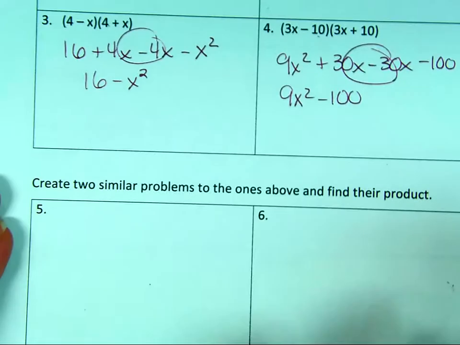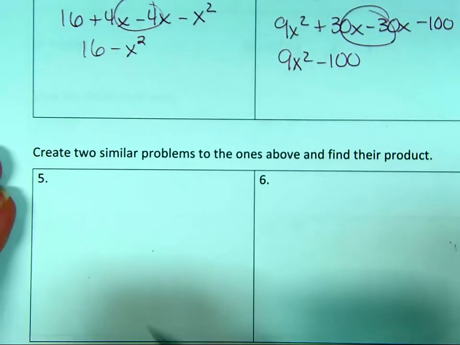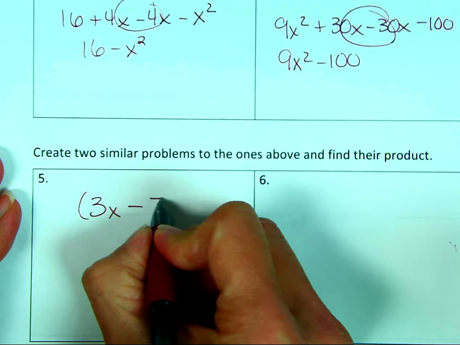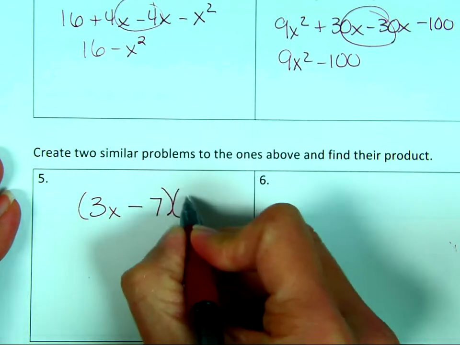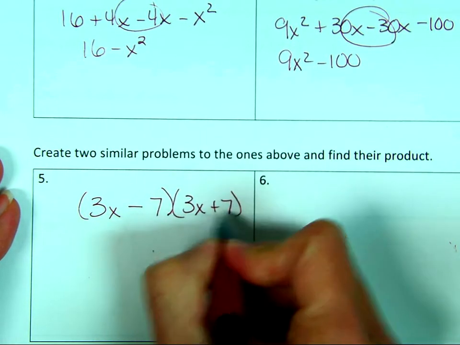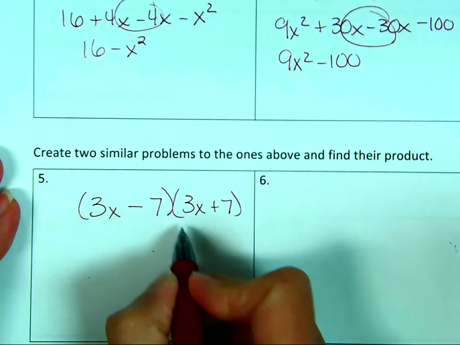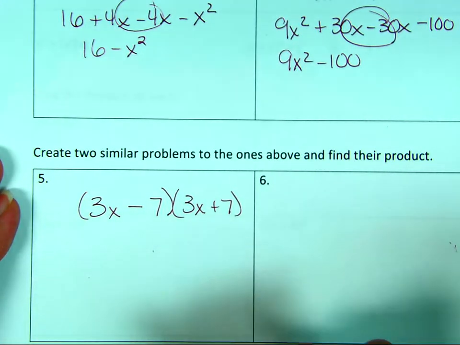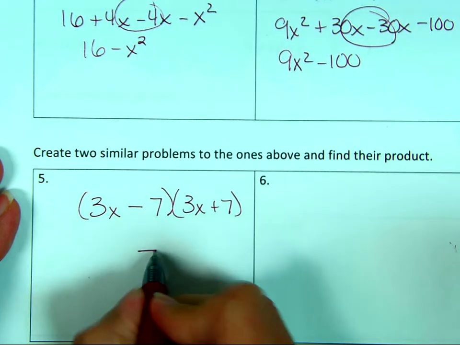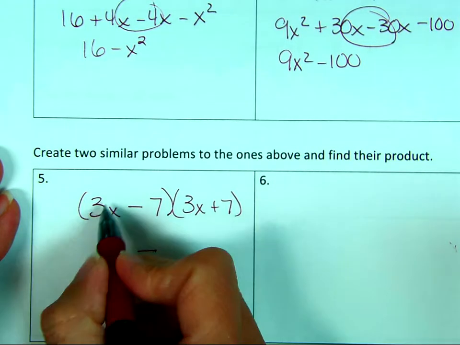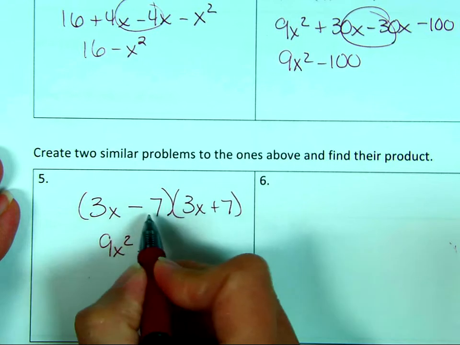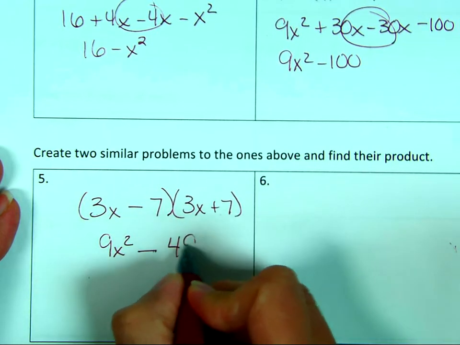So in class, I'm going to ask you to create your own, but let's say I wanted 3x minus 7 times 3x plus 7, right? One time I'm adding, one time I'm subtracting. Well, I could do FOIL, or I can remember, hey, that's always going to be a difference of whatever this guy was times itself, which is squared, times whatever this guy is times itself, or squared.